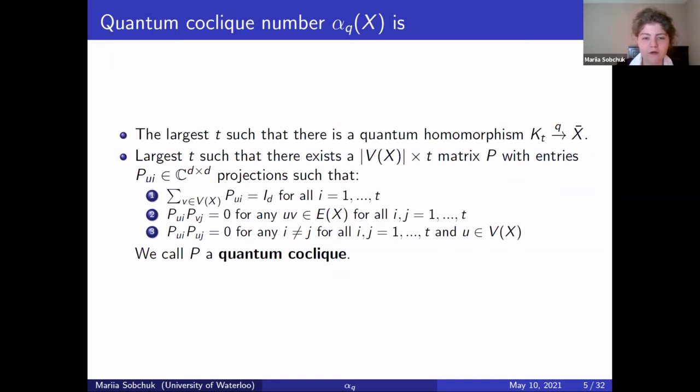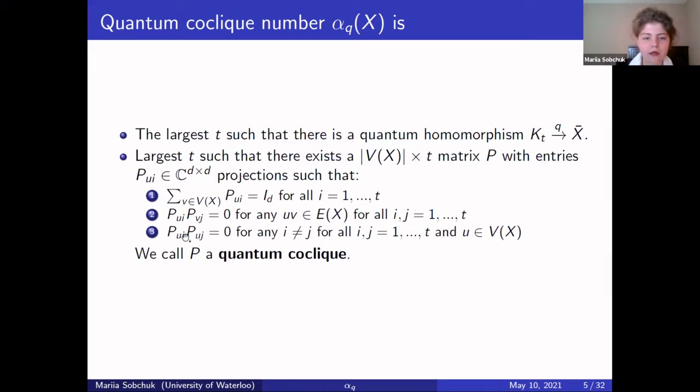That's the general idea. When it's phrased mathematically, we get the following definition. The quantum independence number is the largest number of columns in a matrix P. The rows of that matrix are indexed by the vertices of the graph, and the entries are projections that have to obey some conditions. First of all, in every column, the sum of projections has to be the identity. That also implies that those projections are orthogonal.